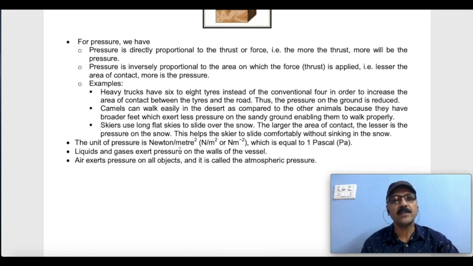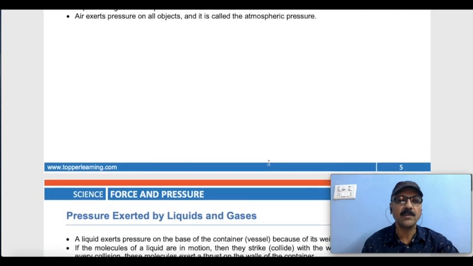The unit of pressure, as we discussed, is Newton per meter square. It is denoted by N per meter square, or N m to the power minus 2, which is equal to 1 Pascal. Pascal is denoted as Pa. Liquids and gases exert pressure on the walls of the vessel. Air exerts pressure on all objects, and this is called atmospheric pressure. The pressure exerted by air on any object is called atmospheric pressure.